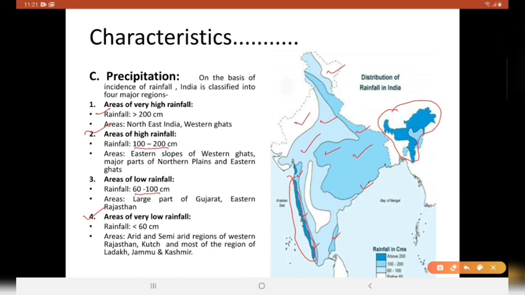So that's all about the characteristics of the Indian climate, which is tropical monsoon type. In the next lecture, we shall discuss different seasons of the Indian climate.